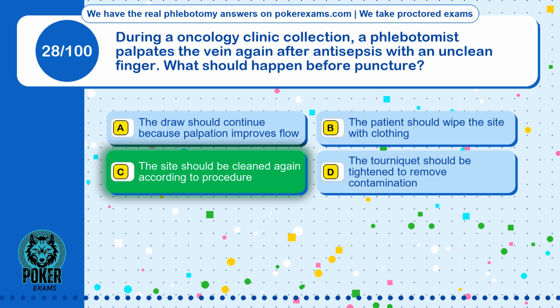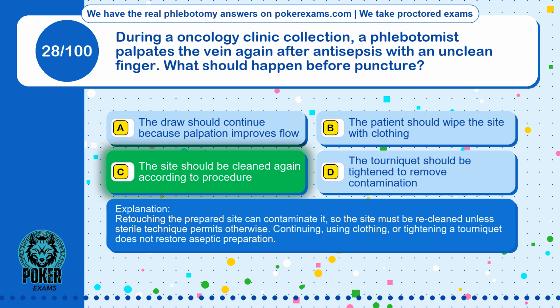The correct answer is option C. The site should be cleaned again according to procedure. Retouching the prepared site can contaminate it, so the site must be recleaned unless sterile technique permits otherwise. Continuing, using clothing, or tightening a tourniquet does not restore aseptic preparation.